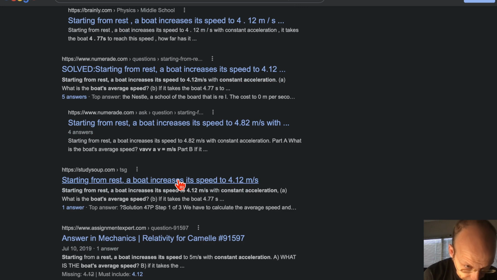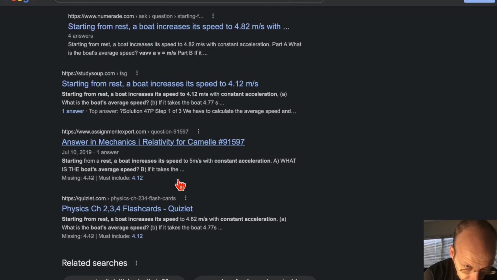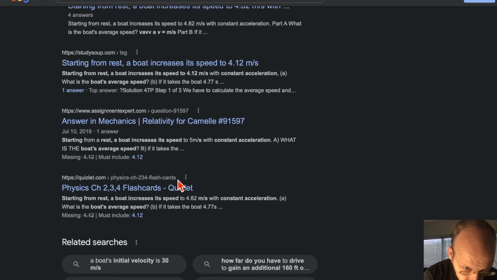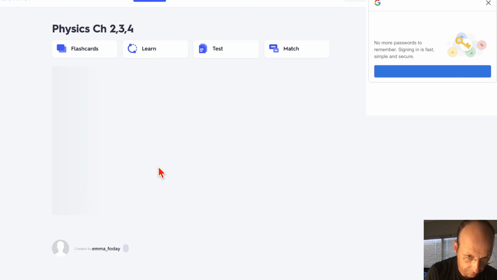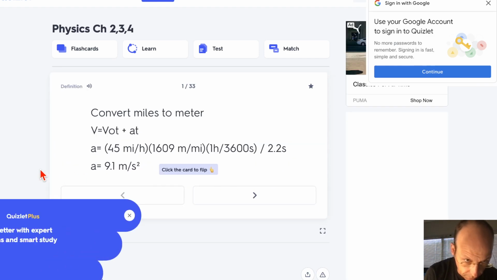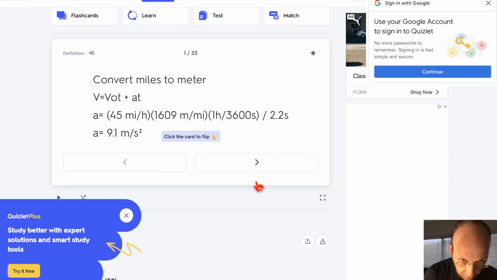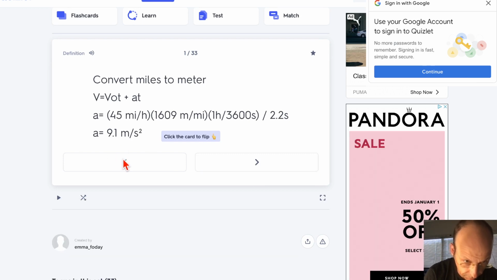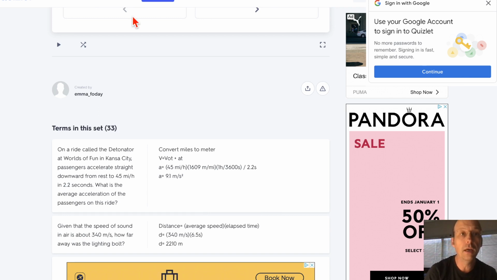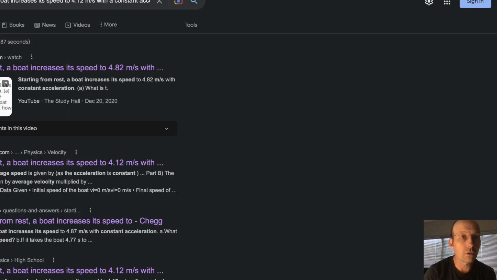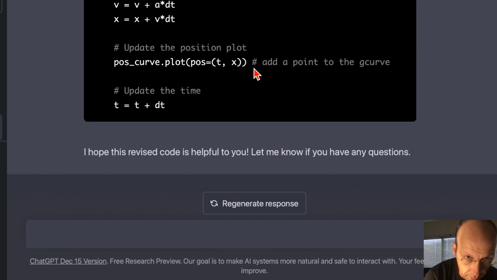Starting from rest study, I'm just looking for a good one. So this says 4.82. Some say 4.82. Some say, oh, that's kind of cute. Wait, convert miles. Was it a different question? Okay, so I think there's a lot of answers on this on Google that you can find.